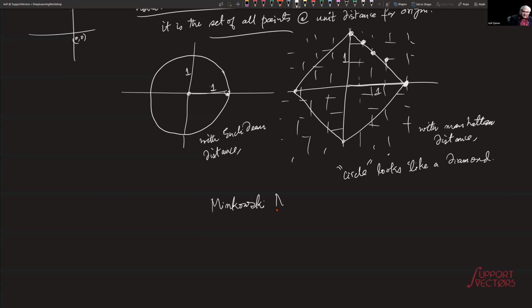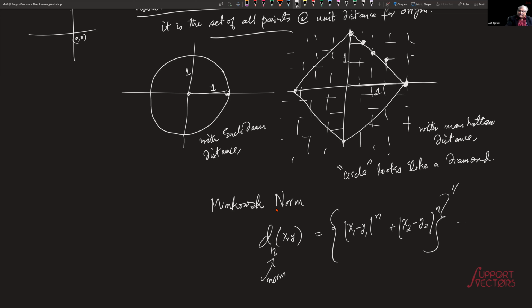And so named after him is the concept of Minkowski norm. He says that the distance between 2 points, x and y, based on the norm n, is equal to, what you do is you take the gap between x1 minus y1, I'll just take 2 dimensions for the time being, to the power n plus x2 minus y2 to the power n, and you can generalize it to higher dimensions, and the entire thing to the 1 over n-th power.